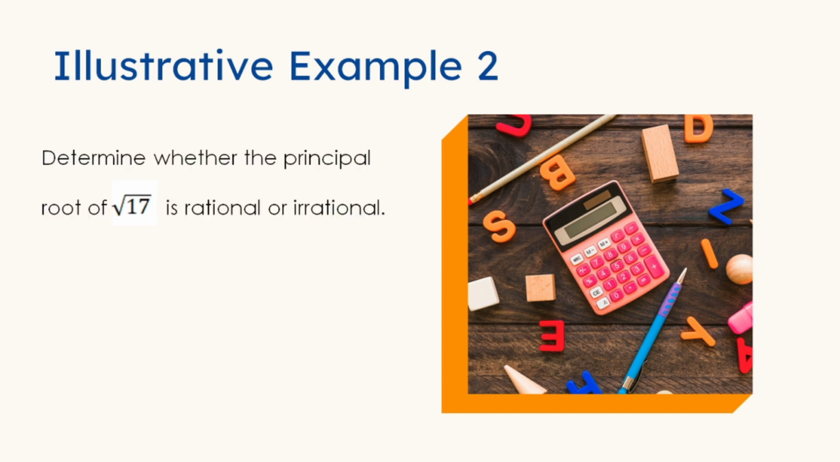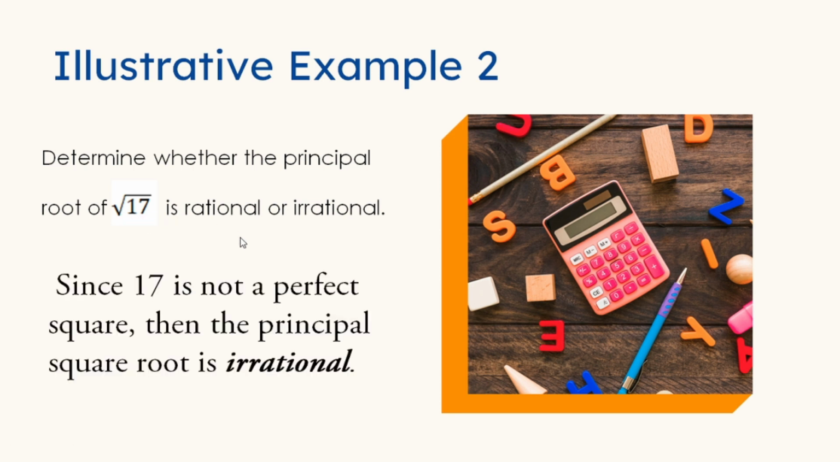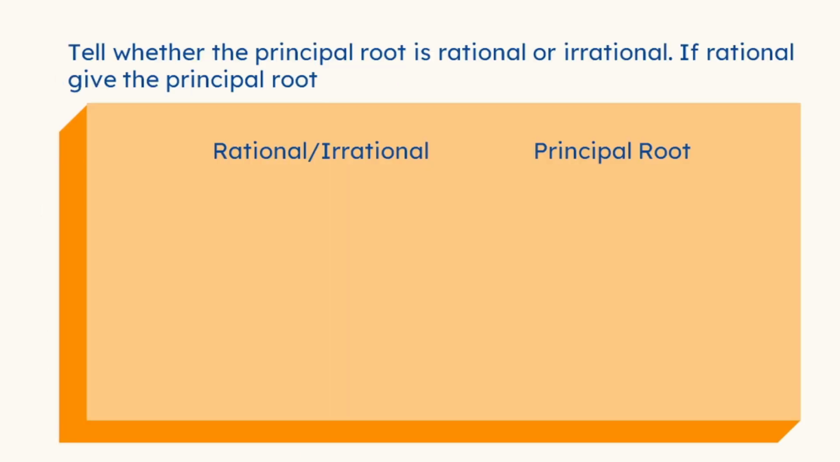Let's have illustrative example number 2. Determine whether the principal root of square root of 17 is rational or irrational. So, pansinin nyo, yung 17 ba ay perfect square? No. So, since 17 is not a perfect square, then the principal root is irrational. Ibig sabihin, irrational siya kasi ang 17 is not a perfect square. Ganun lang yun. Ganun lang natin masasabi na ang isang square root or yung principal root is rational and irrational. Let's have this one. Square root of 17. This is irrational. Kasi nga, ang 17 is not a perfect square. Kagaya ng activity nyo ha, ganito yun.